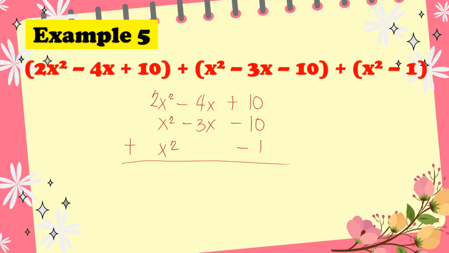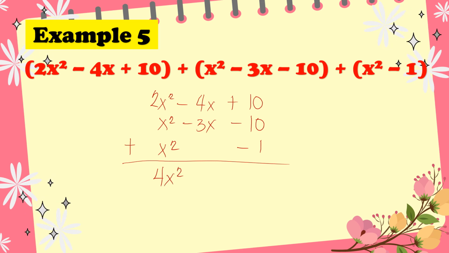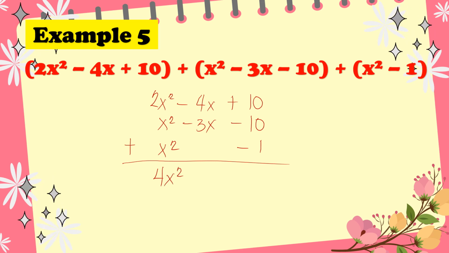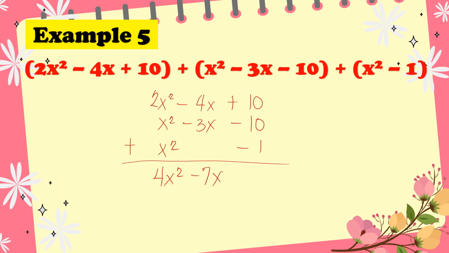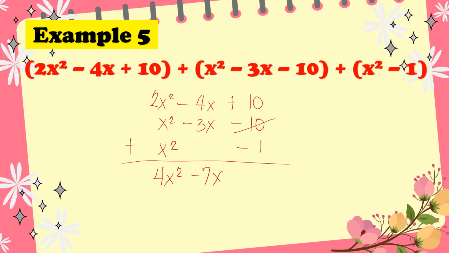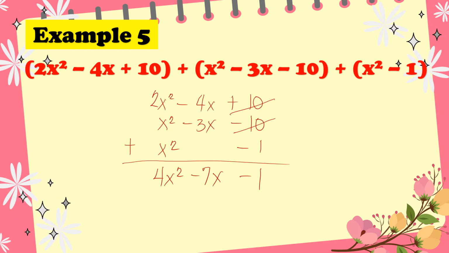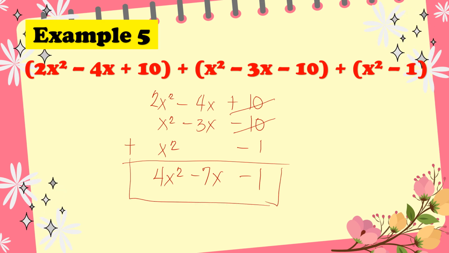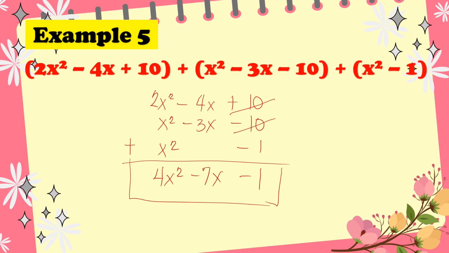So, 2x squared plus x squared plus x squared, we have 4x squared. Tapos, negative 4x plus negative 3x is negative 7x. Here, meron tayong positive 10 and negative 10, makakancel out yun. So, ang natira na lang is si negative 1. So, when you add them, ang answer is 4x squared minus 7x minus 1.